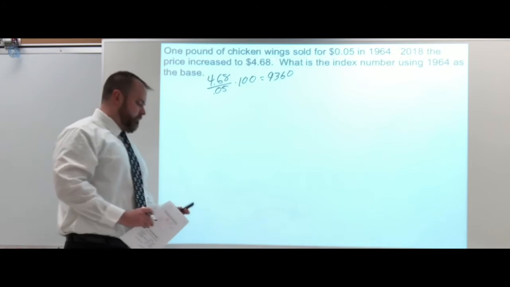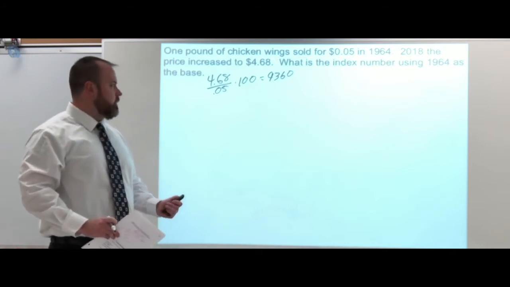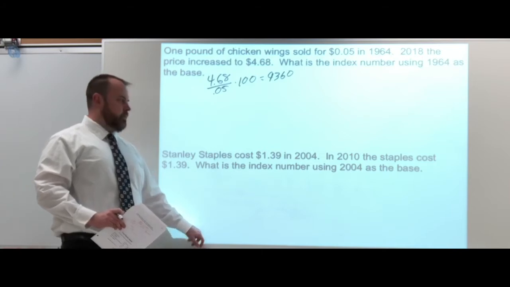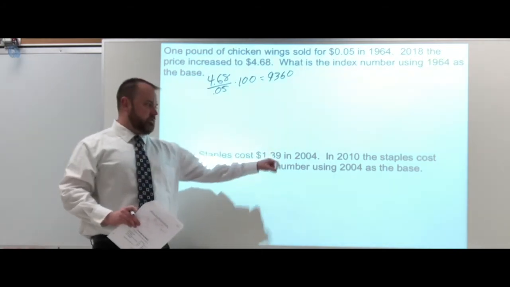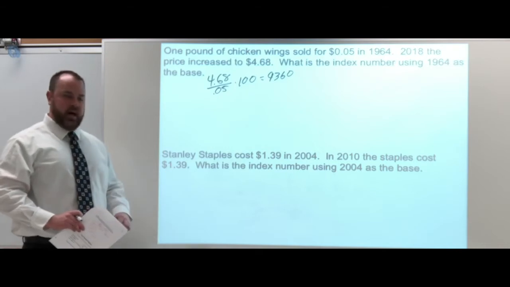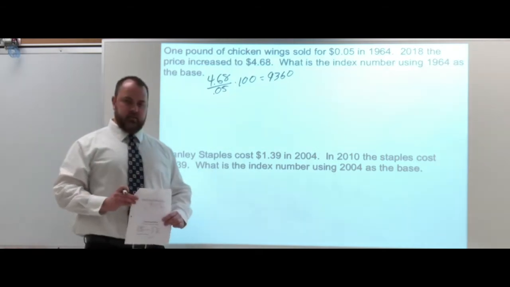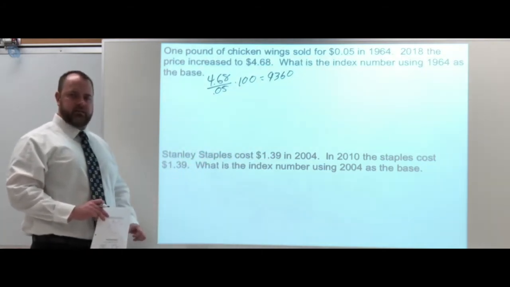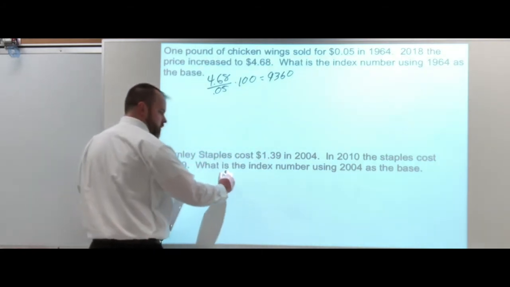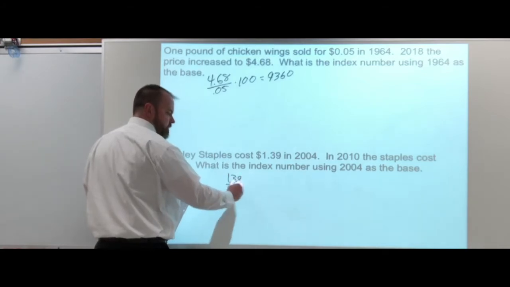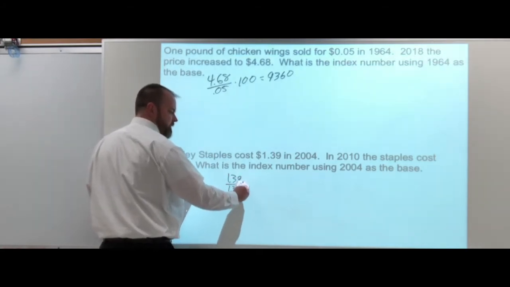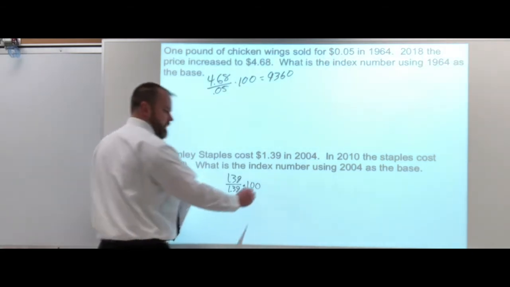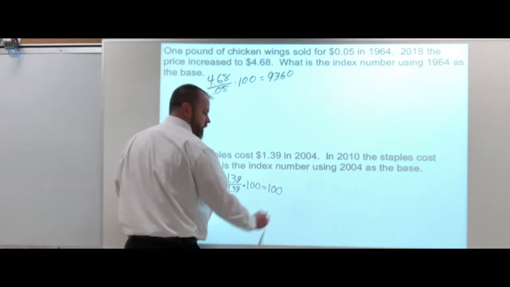Let's do one more example now before we talk about the index number. Staples cost $1.39 in 2004. In 2010, it was still $1.39. What is the index number? So you should be able to think, okay, $1.39, $1.39, I know what my index number is going to be. Let's do the work real quick. $1.39 divided by $1.39 times 100. That should, if you plug it in real quick, calculate to 100.